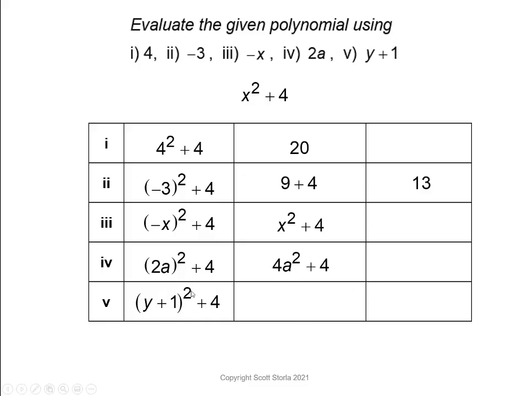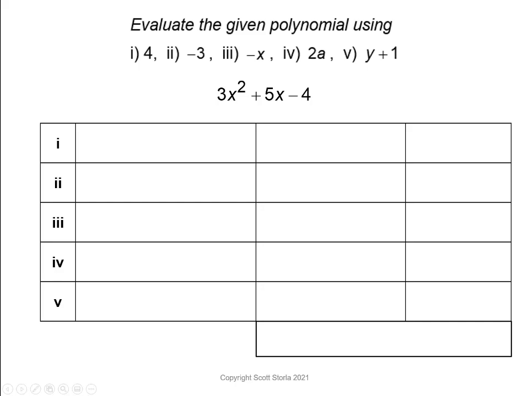Now we just worked with the power of a polynomial, so make sure that you do this correctly. This should be the quantity y plus 1 times the quantity y plus 1. That'll give us y squared plus 2y plus 1. And then when we add 4 to that, we'll end up with y squared plus 2y plus 5.